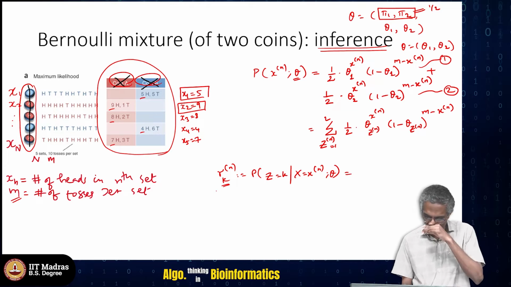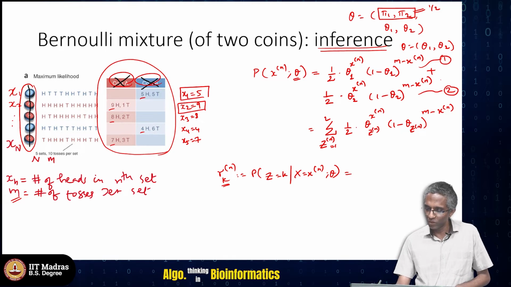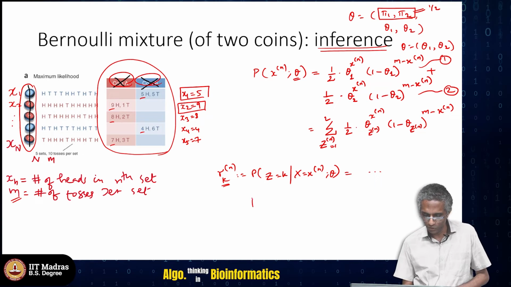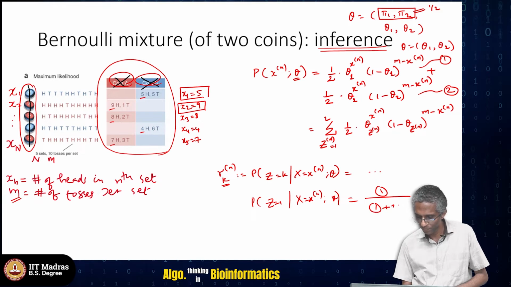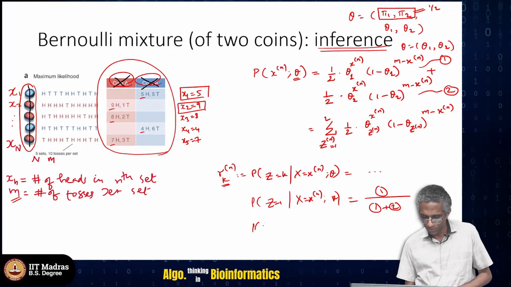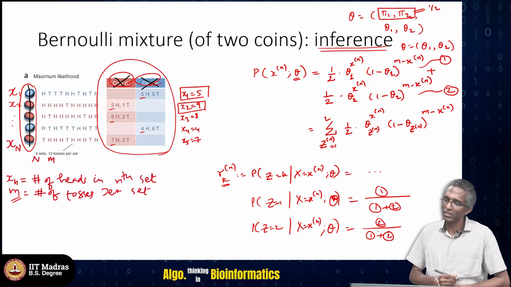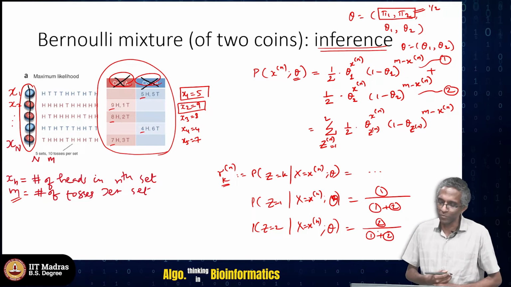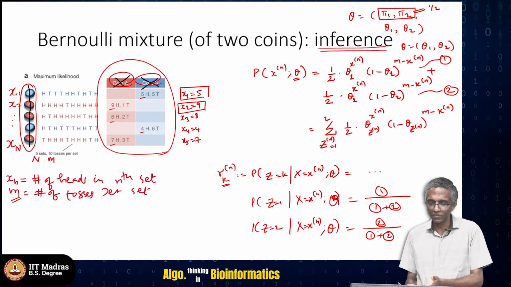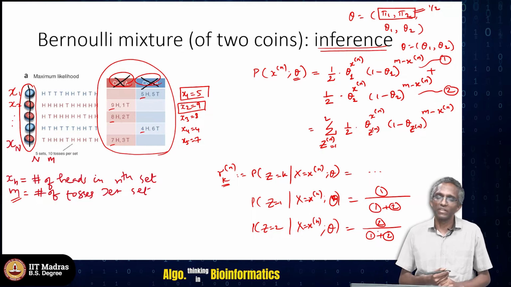So how will you do this? Essentially this is 1 over 1 plus 2 or 2 over 1 plus 2, whatever the k is. So the probability of z equal to 1 given x equal to xn comma theta is going to be 1 over 1 plus 2, these two terms. The probability of z equal to 2 given x equal to xn and theta is going to be 2 over 1 plus 2. This is just simply normalizing 1 and 2 and then converting them into probabilities, and this is what Bayes theorem will also do, and this is what we have seen in our earlier task.